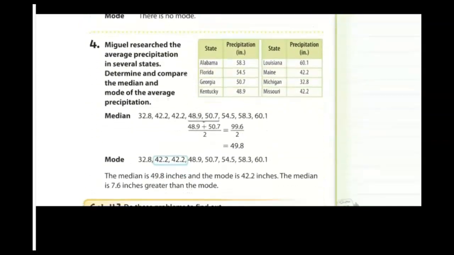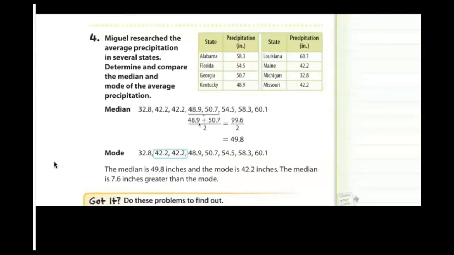One more example. Miguel's researching precipitation in several states. We want to compare the median and the mode. So if we look, we've got 8 states, different precipitations. We put them in order from least to greatest first. There's 8 values, so what's in the middle is in between these two numbers. So to find the median, you're going to add those two numbers together, divide by 2, and so 49 and 8/10 is the median. In between 48 and 9/10 and 50 and 7/10.